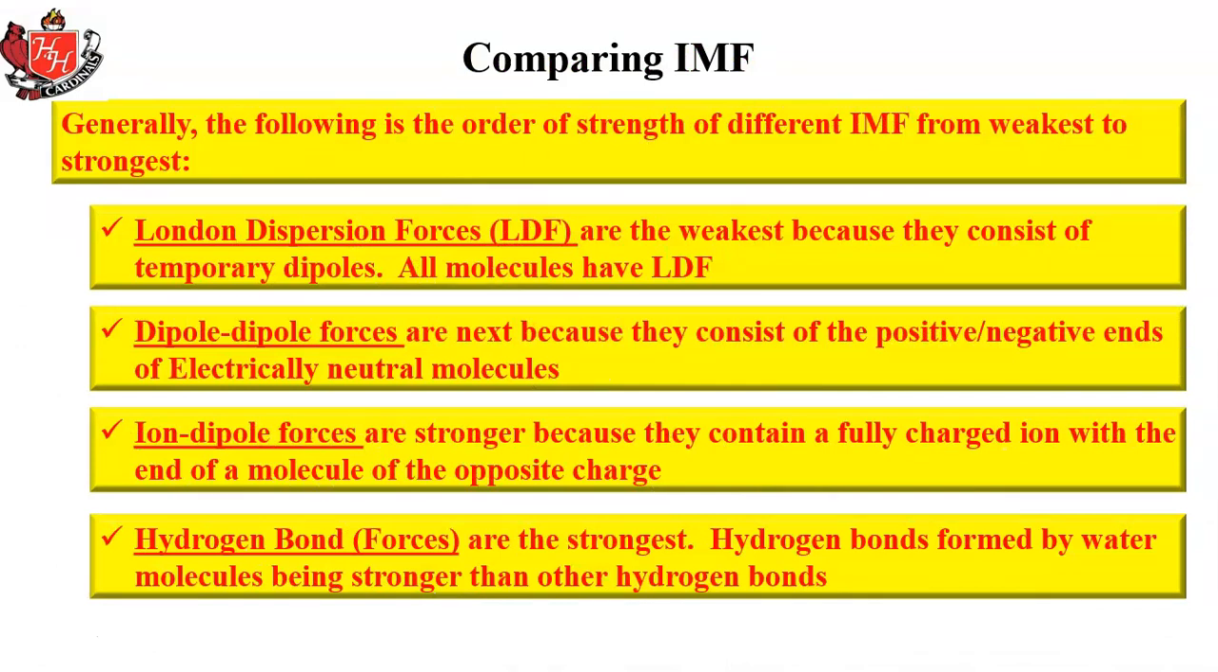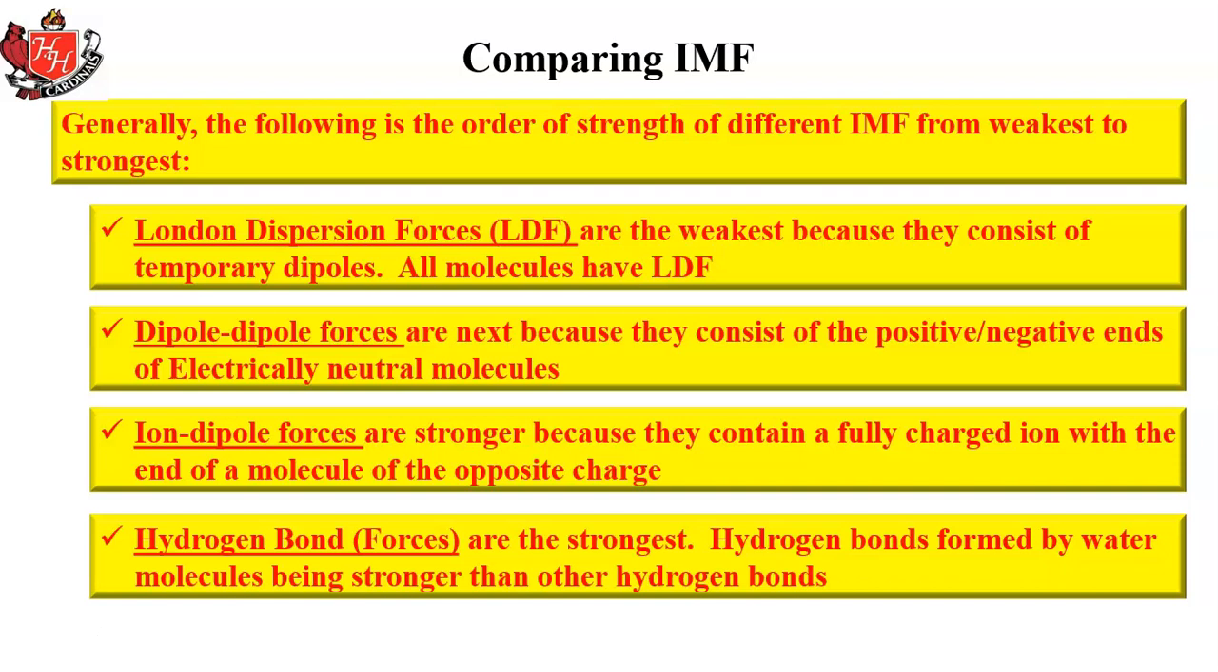So here's a summary. Generally, the following is the order of strength of different intermolecular forces from weakest to strongest. London dispersion forces are the weakest because they consist of temporary dipoles. All molecules have London dispersion forces, but they really only become prominent in nonpolar molecules because nonpolar molecules don't have dipole-dipole, they don't have ion-dipole, and they don't have hydrogen bond forces. And London dispersion forces are strongest in large, flat, nonpolar molecules.